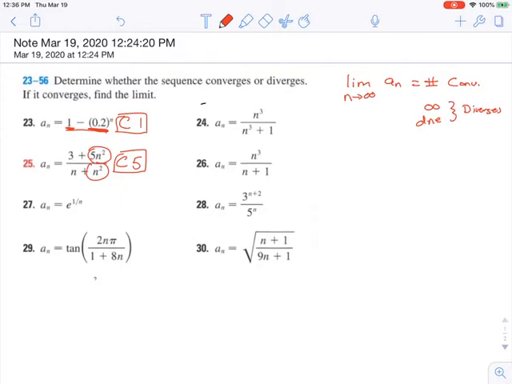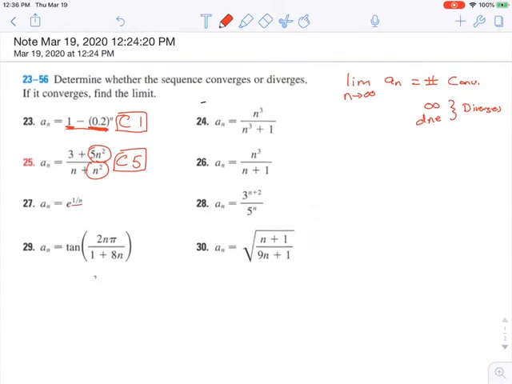Alright, this one right here. Okay, this one is a little different. We have to think about the graph. When n goes to infinity, 1 over n goes to 0. So this is like e to the 0, and anything to the 0 is 1. So this one converges.